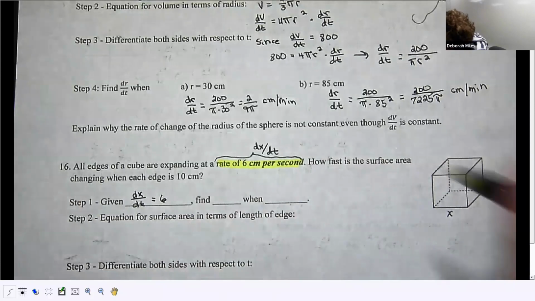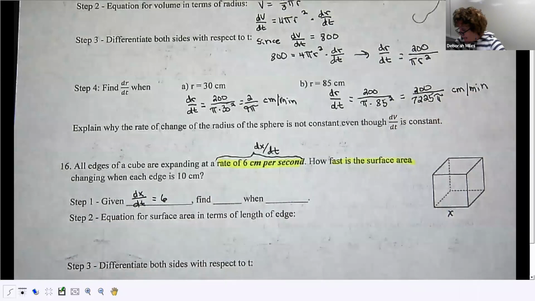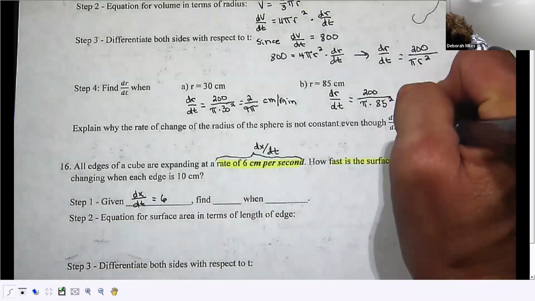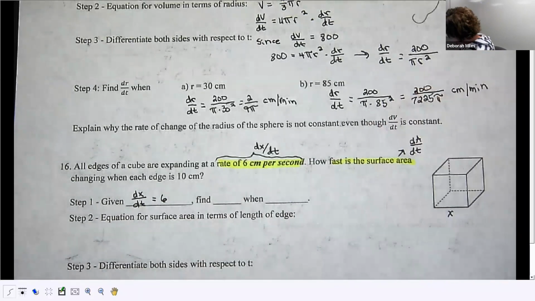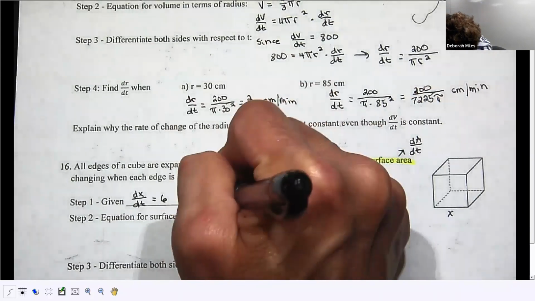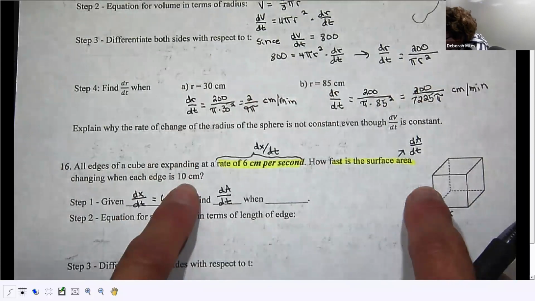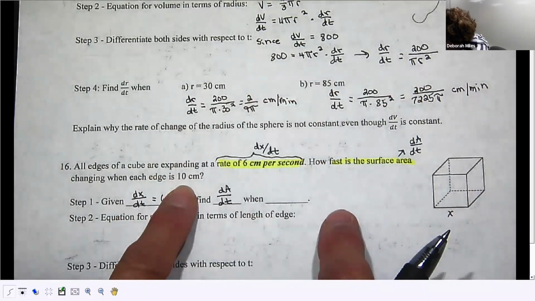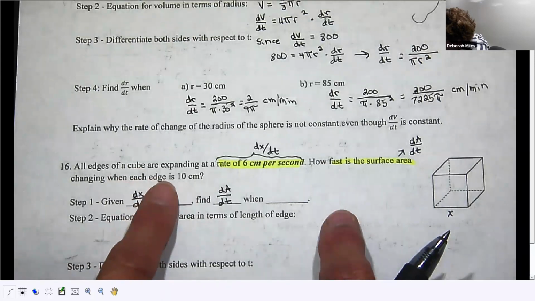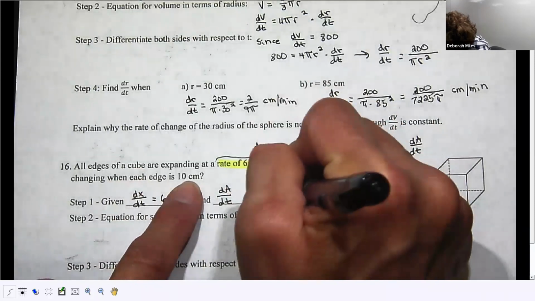Rate of change. Absolutely, that works. If we let A be the area, then we want dA over dt when each edge is 10 centimeters. What symbol represents the length of each edge? That's just what X is. So when X equals 10.